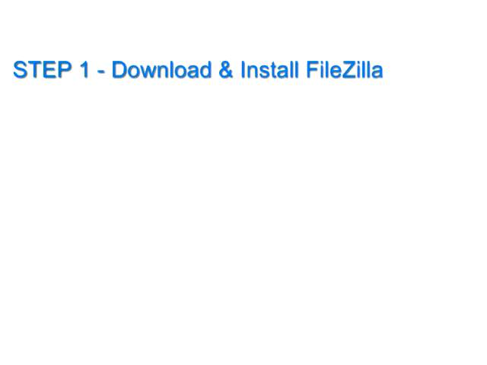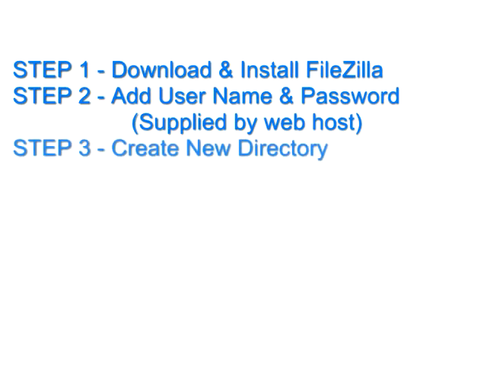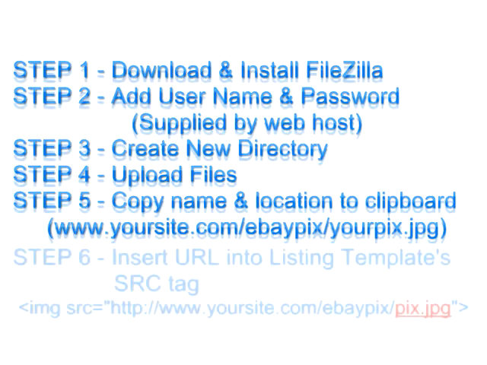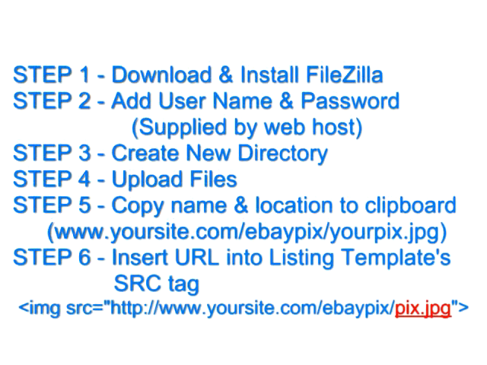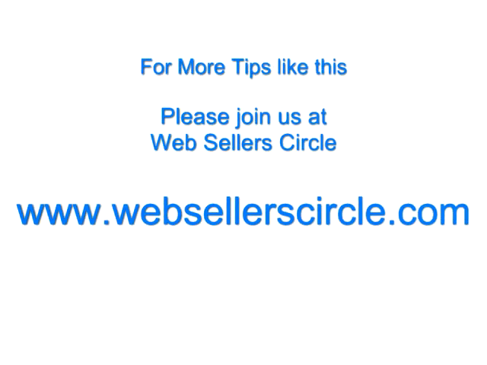Let's review this process. First, you'll need to download and install FileZilla. Then you'll need to add your username and password to FileZilla to create a new website account. Use FileZilla to create a new directory by right-clicking, and then upload your files to that new directory. You can get the name and URL by right-clicking on the file and copying it to your clipboard. Then paste that information into your listing template's SRC tag. By using this system, you'll be able to save hundreds of dollars in hosting fees over the course of a year.